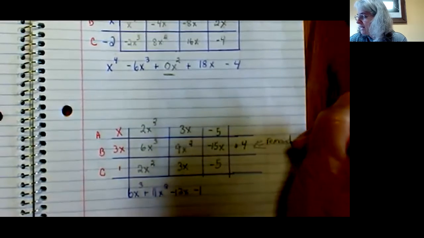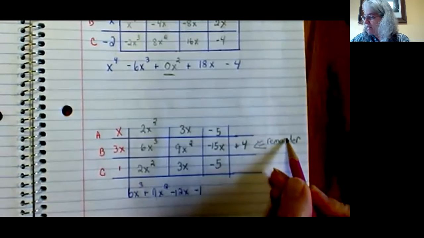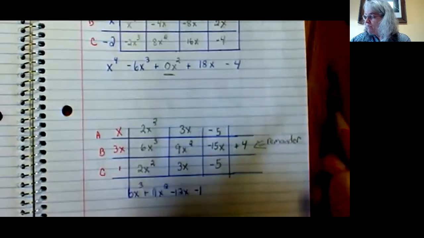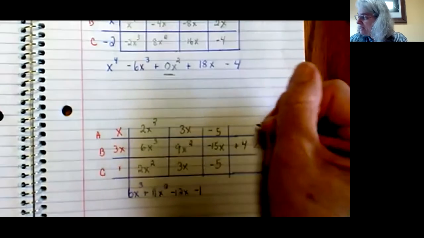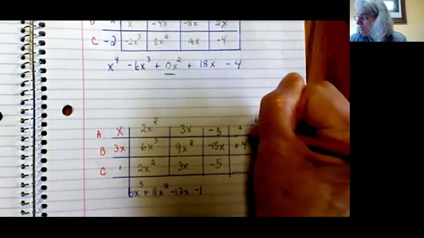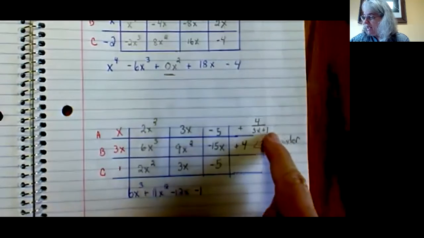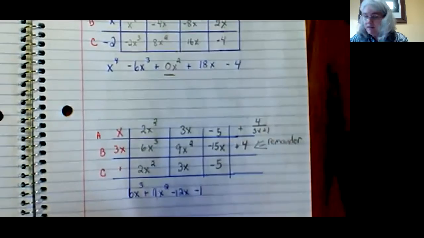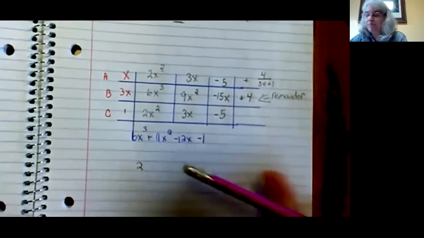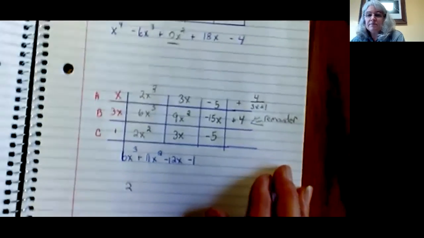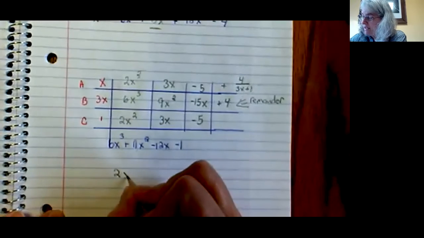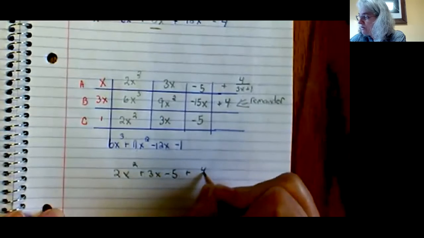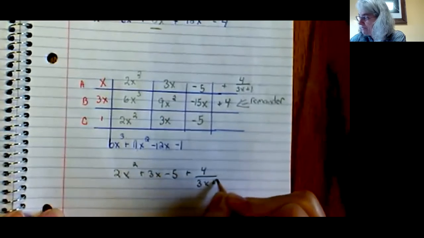It's a little different than how the book kind of walks you through it. They said, hey, what happens if you wrote this as minus 1? Then you'd have to add 4. And how would you write it? Well, how you would write it was plus 4 over 3x plus 1. And if you were writing it out, you would literally write that whole polynomial as 2x squared plus 3x minus 5 plus 4 over 3x plus 1.